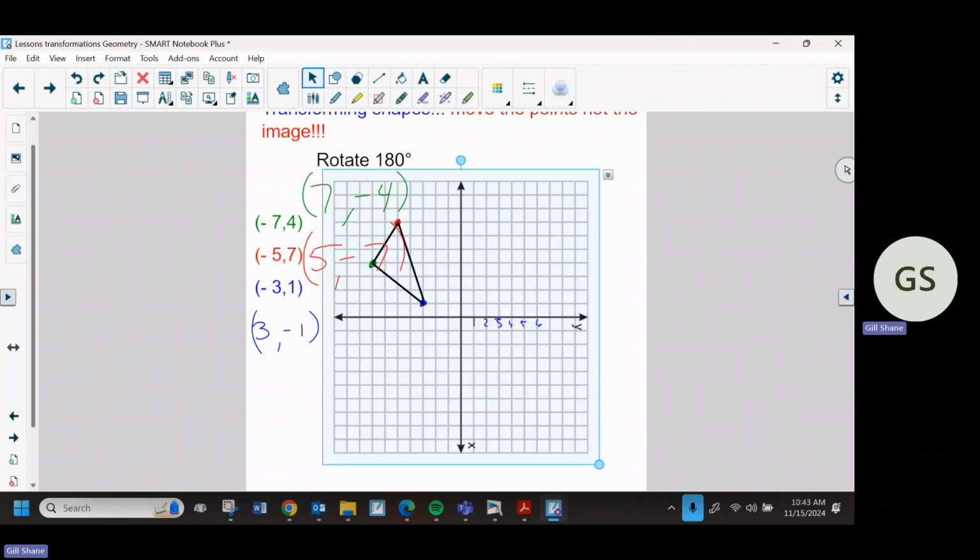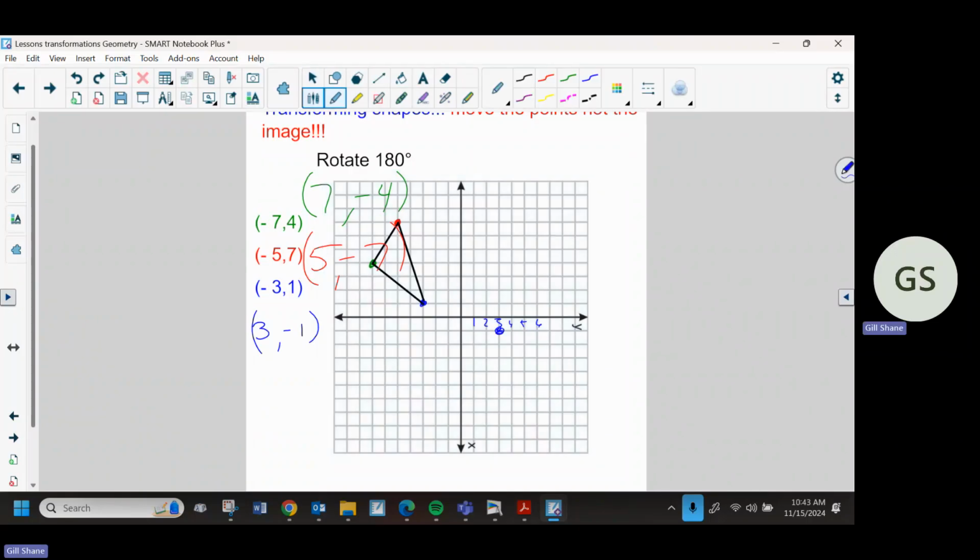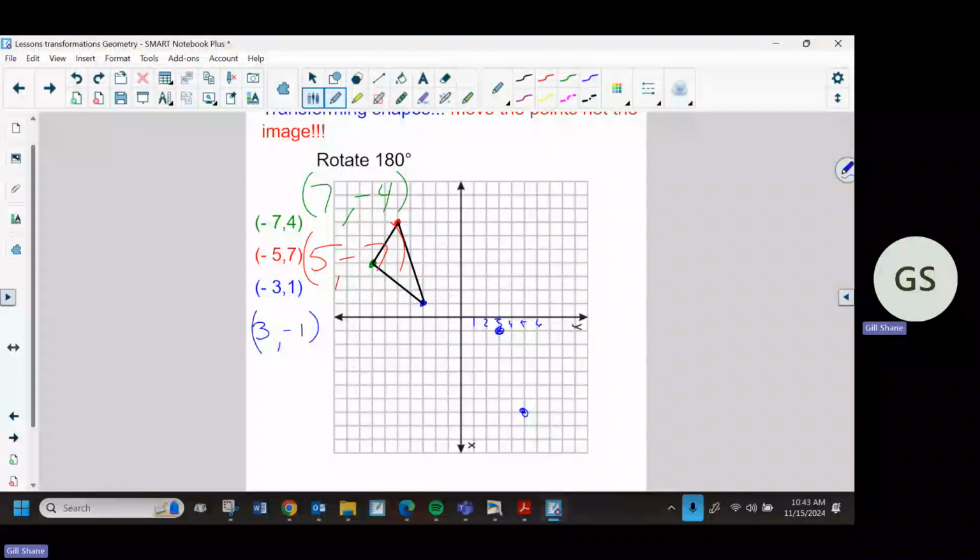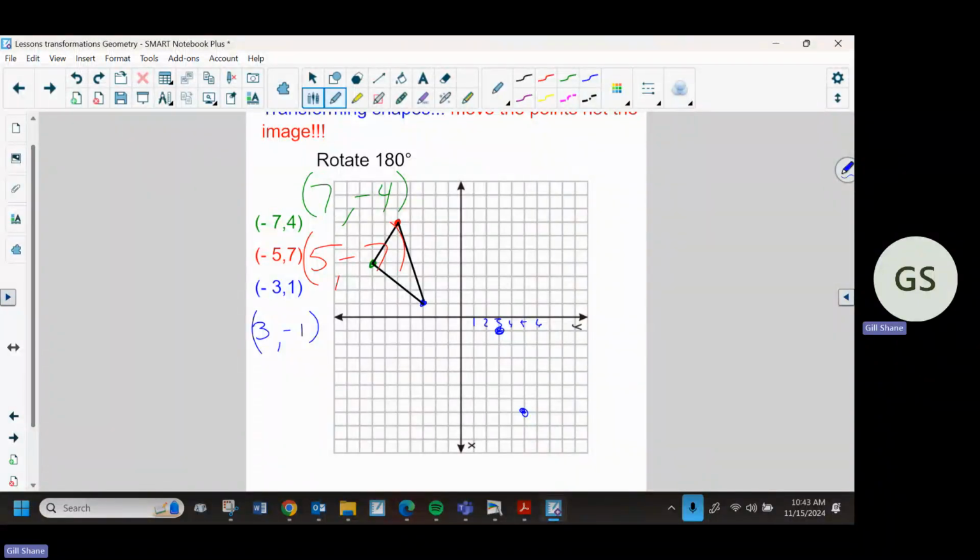So you'd plot 3, negative 1 goes there. I'm not going to change colors. 5, negative 7 goes there. And what's the other one? 7, negative 4 goes there. So you just redraw them in where it was a minute ago.